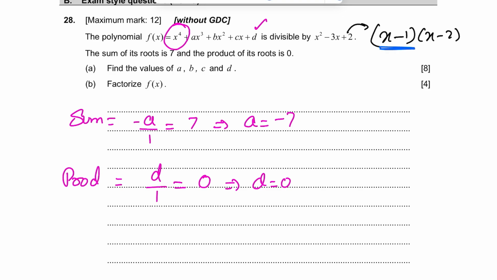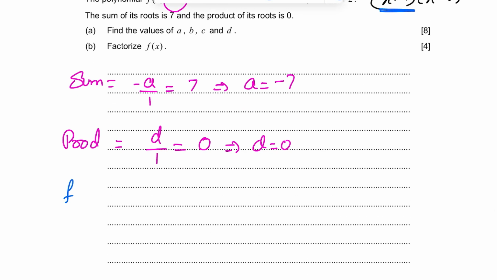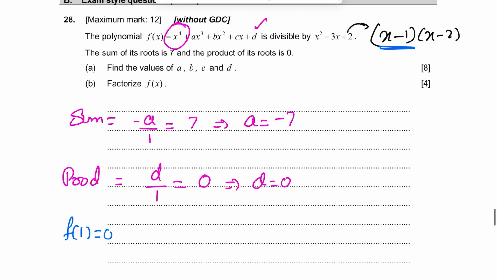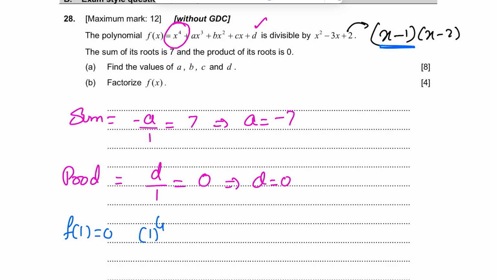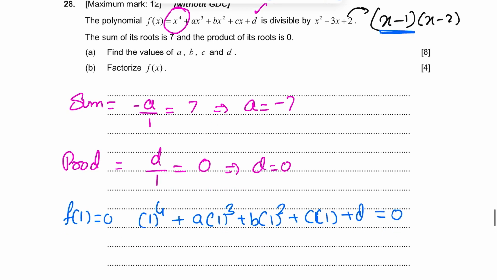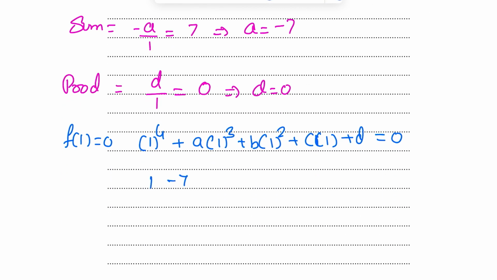Now it is divisible by x minus 1, meaning f of 1 should be equal to 0. So 1 power 4 plus a times 1 cube plus b times 1 square plus c times 1 plus d should be equal to 0. So 1 minus 7 plus b plus c plus 0 equals 0. So I get b plus c equals 6.